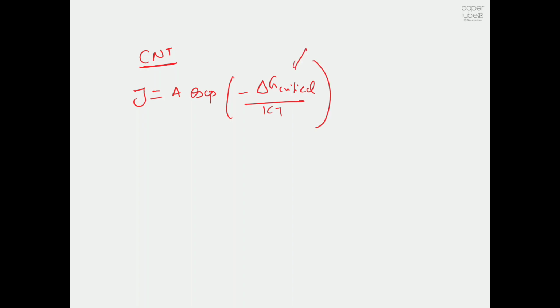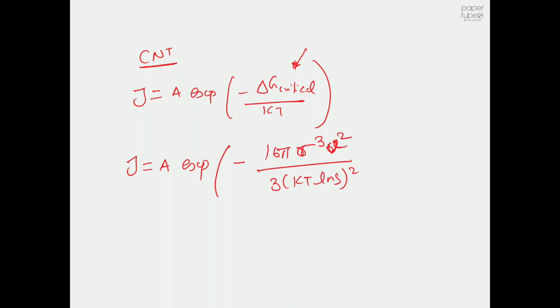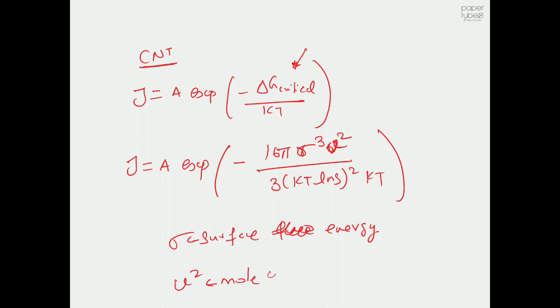So we already know what delta G critical is. All we need is to just substitute: exponential of minus 16 pi sigma cubed v squared over 3 kT ln S, the whole squared, multiplied by kT. Here sigma is the surface free energy, or you can just say surface energy, which is something we are going to calculate now. And v is the molecular volume of the crystallizing compound. So these are properties of the molecule.